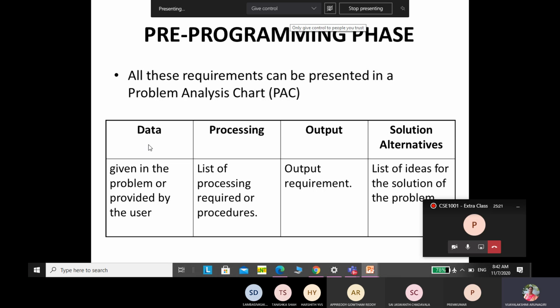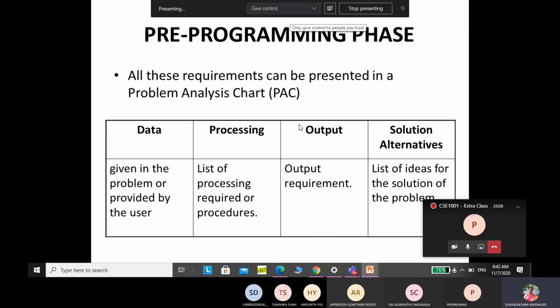What is meant by data? Data is nothing but, for the problem, the inputs I'm going to give. That I call data. And output is, from the input data, the processing I have applied, and by using this processing I'm getting an answer, that I'm calling the output. And in the middle, I have to apply some processing steps. So those are the steps required to solve the problem.